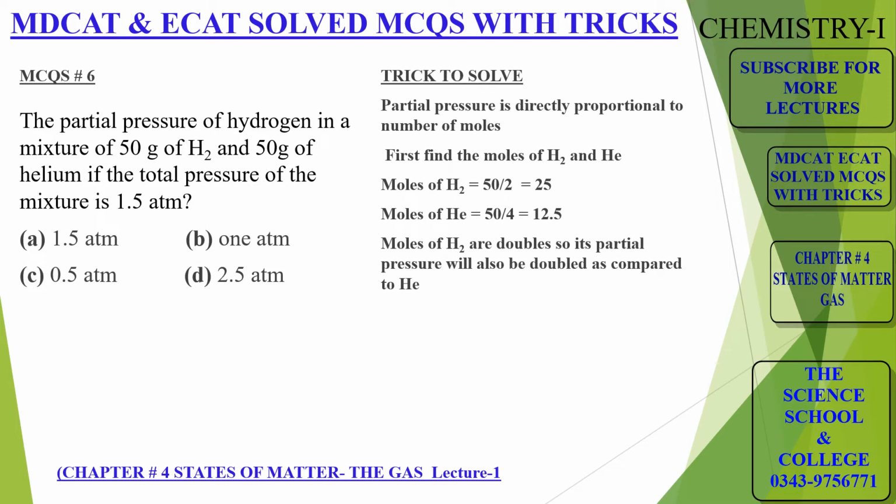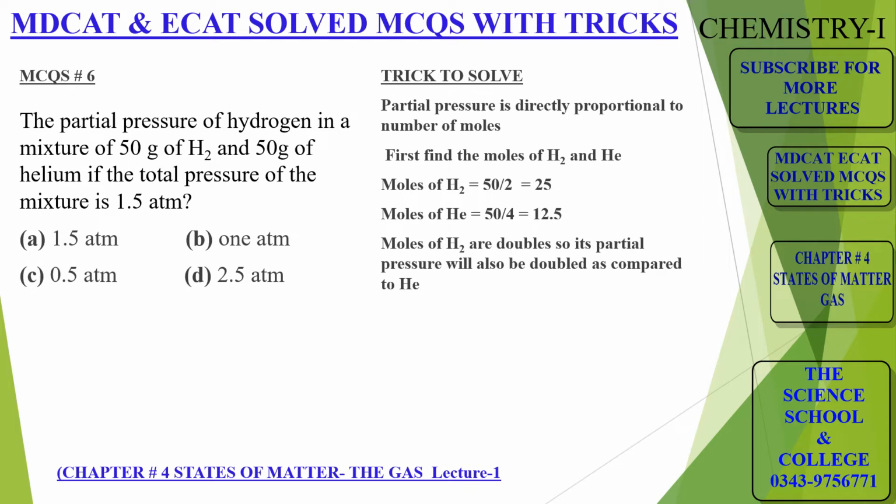To solve this MCQ, you know that partial pressure is directly proportional to the number of moles. So first find the number of moles of hydrogen gas and helium gas. Moles of hydrogen are 50 divided by 2, so 25 is the number of moles of hydrogen gas. Moles of helium: 50 grams divided by 4, as 4 is the atomic mass of helium. So the number of moles of helium is 12.5.